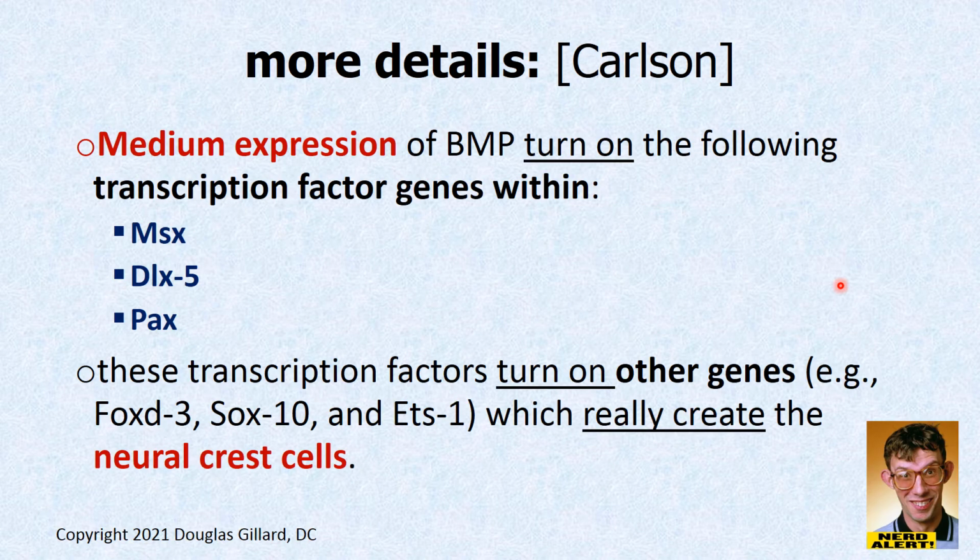I don't think we'll get into that more. Oh yeah, maybe we will get into that a little bit more. The medium expression turns on the following genes. These are all transcription factor creating genes: MSX, DLX5, and PAX. And these factors go on to turn on even more genes, FOXD3, SOX10, ETS. And this combination, you can see it's incredibly complex, actually creates the neural crest cell.